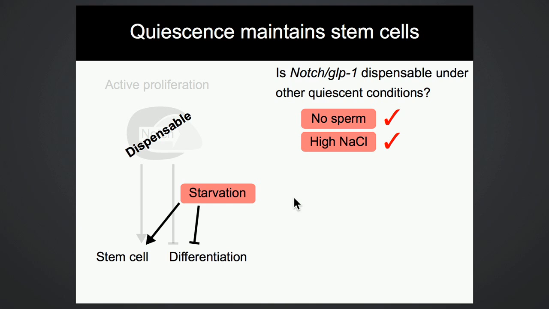And indeed, under both conditions, we see that Notch signaling is dispensable for the maintenance of germline stem cells. So we conclude that it is really not starvation per se that's allowing Notch signaling to be dispensable, but instead the cell cycle quiescence.